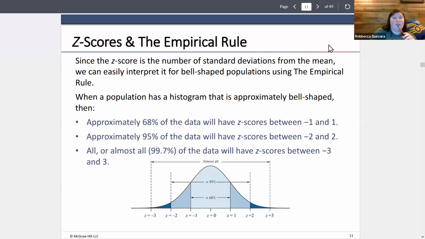Okay, so z-score and empirical rule, and I apologize, my dogs are outside barking.